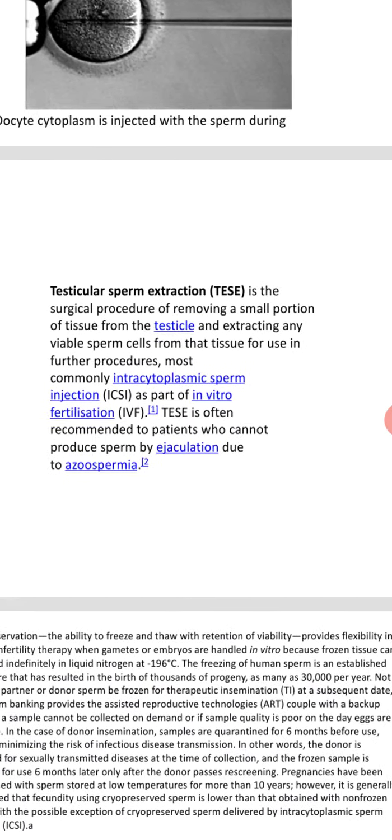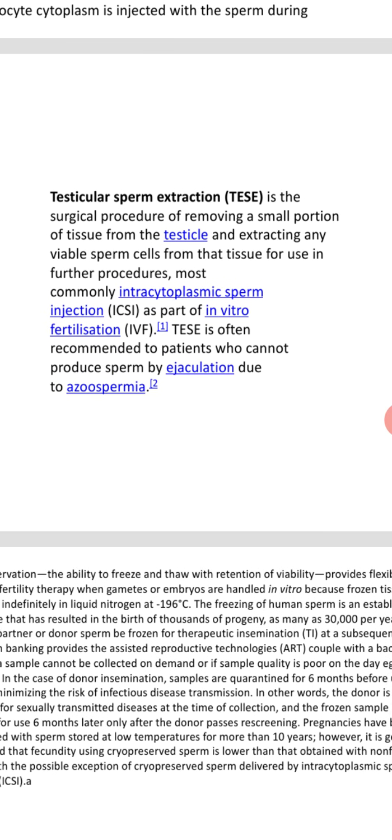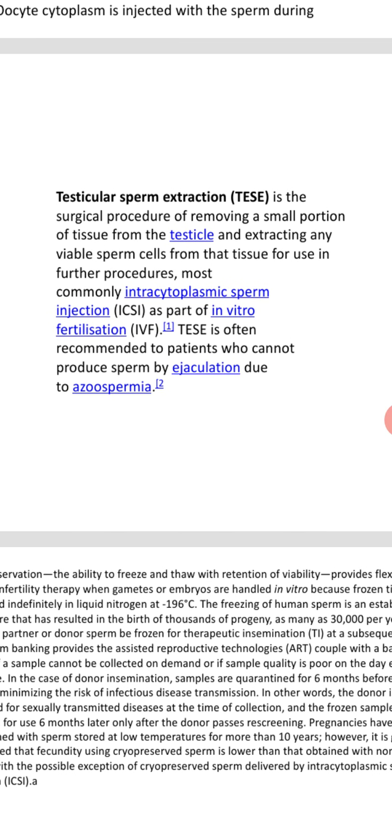Coming to the next type of assisted reproductive technology, that is called testicular sperm extraction, otherwise called TESE. It is a surgical procedure of removing a small portion of tissue from the testicles, from which viable sperm cells are extracted for further procedures, and most commonly it is intracytoplasmic sperm injection as a part of in vitro fertilization.